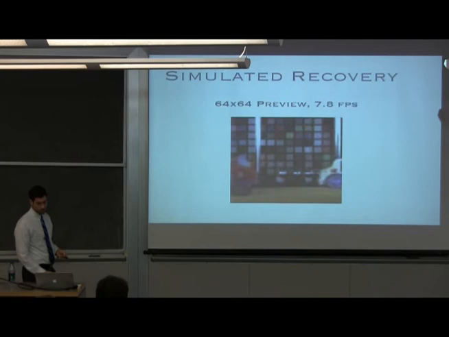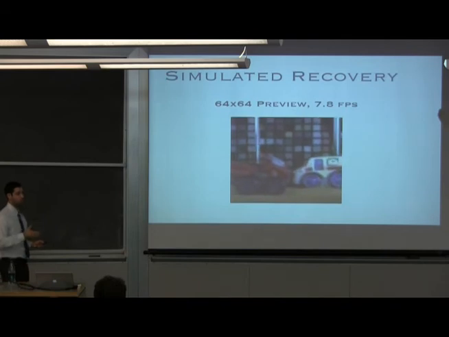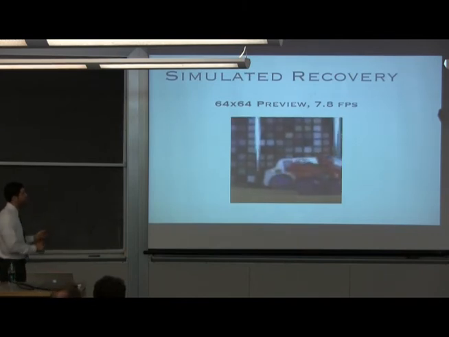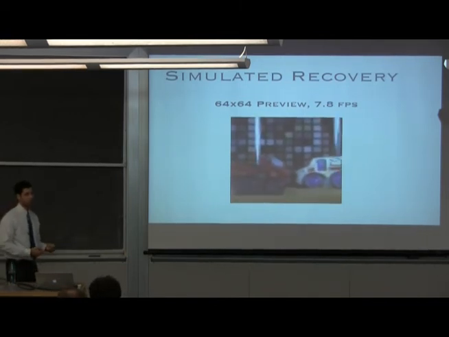So this is a low resolution preview. This is acquired at 7.8 frames per second because we need a lot less data in order to reconstruct it. And you'll see that now we no longer have aliasing artifacts, and we get much higher temporal resolution. But you can see that the image looks blocky. And the reason why is because we're acquiring it at only a 64 by 64 resolution, whereas the original was 256 by 256.